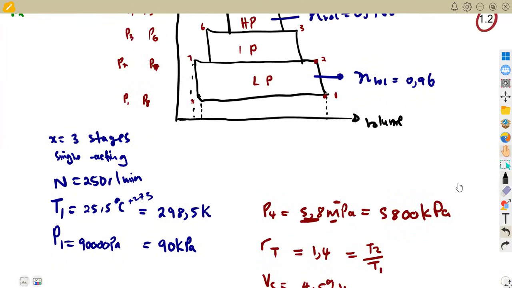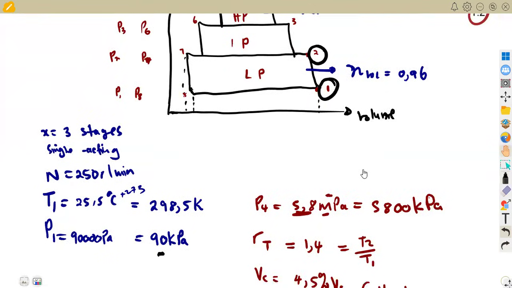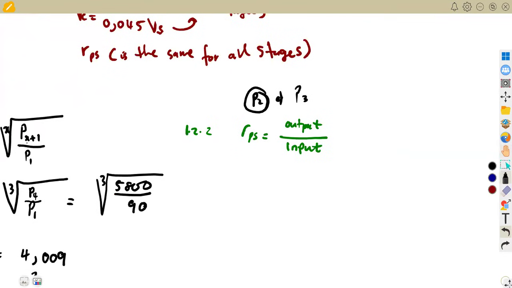We have got P1. So considering this cylinder here, the lower pressure, our output is 2 and our input is 1. So the pressure ratio is going to be output over input, P2 over P1. We have P1, so you can take advantage of that. Output over input.